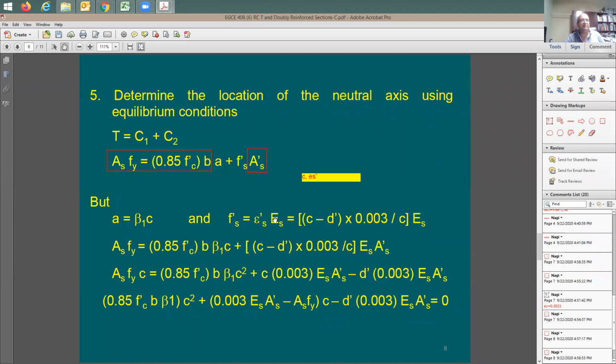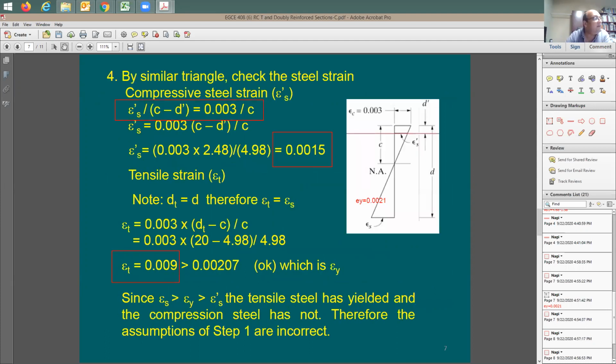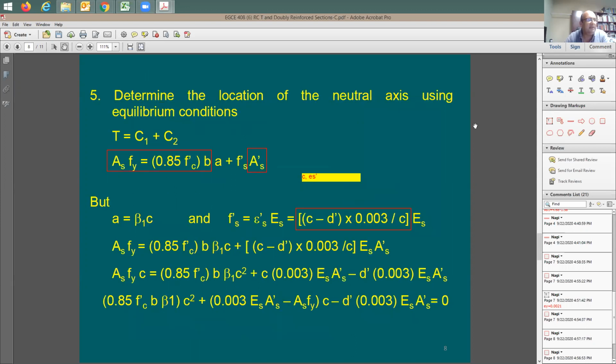If I like to get rid of this, all what I need to do is just divide this term by ES. Now, where did you get this equation from? This is going to be the other thing that I need to ask you about. Did you see this equation before? You can say yes, it's right here. Look at this. Epsilon prime S divided by c minus d prime equals 0.03 divided by c. It's going to be right here. Same equation. This is going to be the strain in the steel multiplied by ES. You're going to get here to Fs.